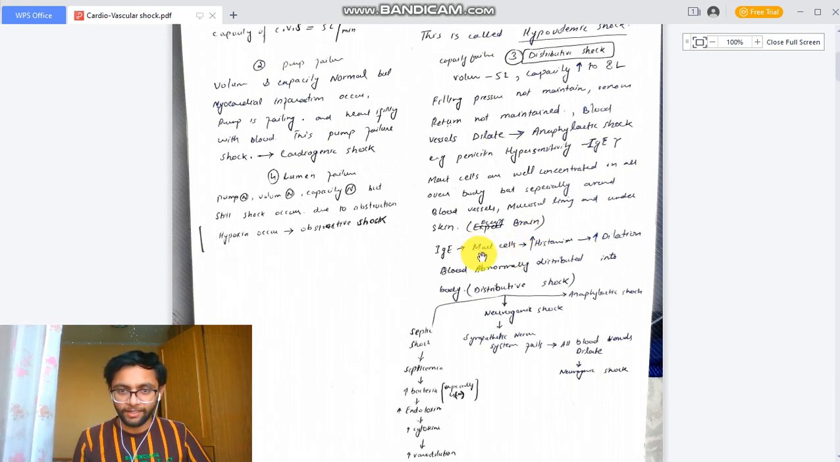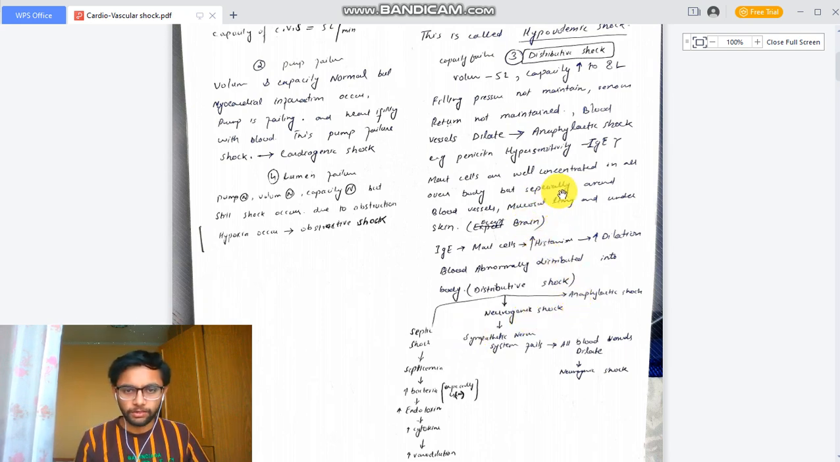IgE antibody stimulates the mast cell. The mast cell increases the production of histamine. Histamine leads to dilation of the blood vessels, so blood is abnormally distributed. This causes distributive shock. Distributive shock is of three further types: septic shock, neurogenic shock, and anaphylactic shock.